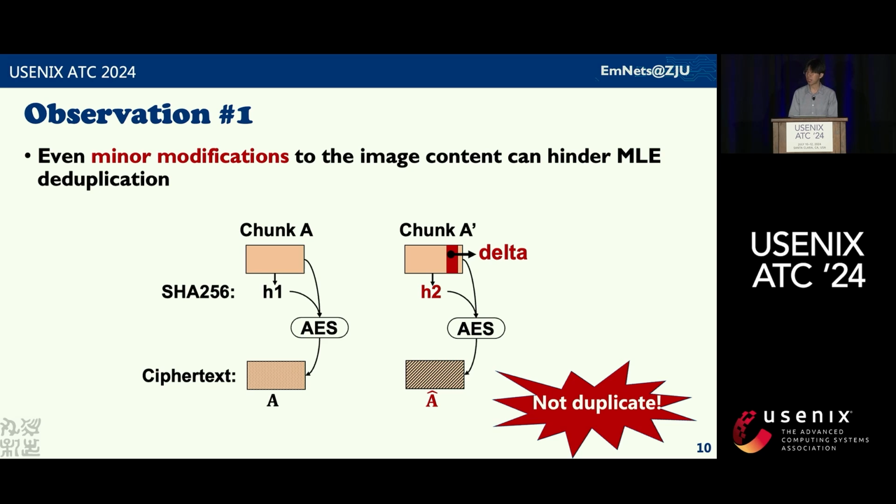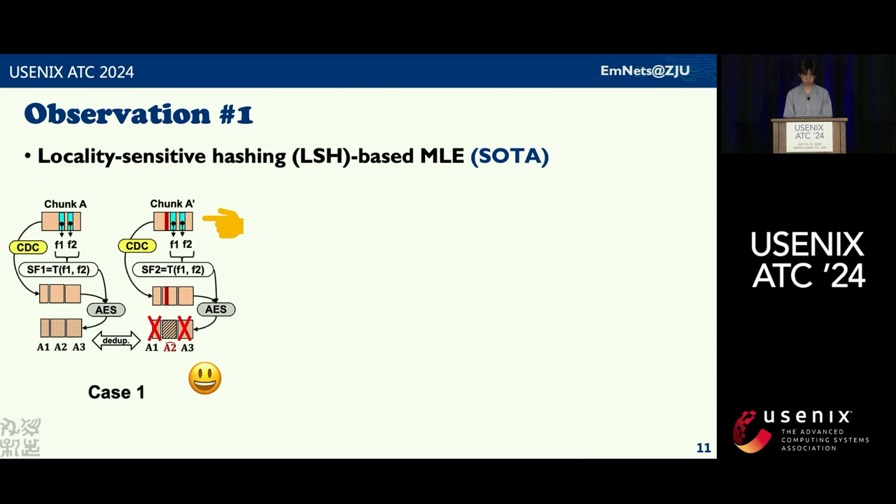However, we observe that even minor modifications to the image content can hinder MLE deduplication. For example, chunk A prime has delta bytes compared to chunk A. So the SHA hash value is different from the value of chunk A. Therefore, after the AES encryption, the ciphertext A and A hat are not duplicates, so they cannot be deduplicated.